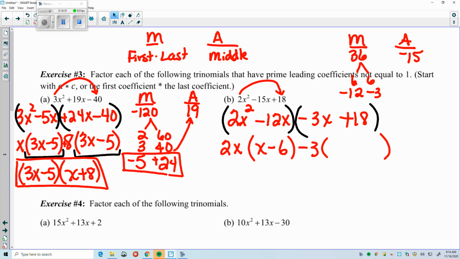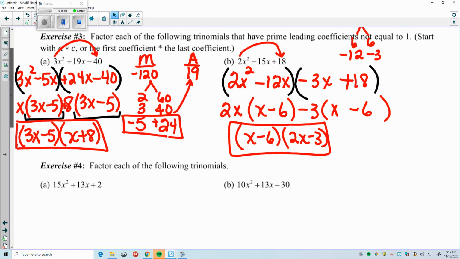And keep in mind, your goal is to get the same factor over here. So a negative 3 times x would give me a negative 3x. A negative 3 times a negative 6 would give me a positive 18. Okay, so now again, I have that repeated factor, so that's my one term. And then my other factor turns out to be the stuff that I have on the outside. So 2x minus 3.